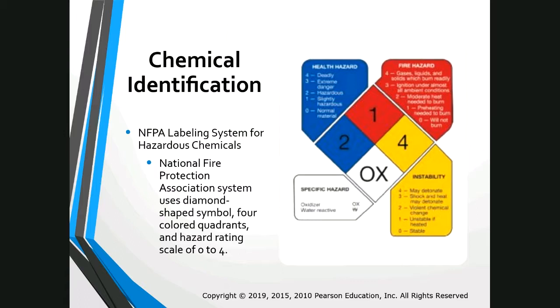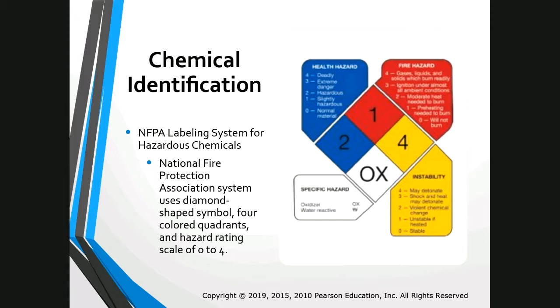The NFPA labeling system for hazardous chemicals, the National Fire Protection Association system, uses a diamond-shaped symbol. It's 4 color quadrants and a hazard rating of 0 to 4, which we will look at here. Okay, so on this, 2, our blue quadrant, is going to be associated to our health hazard, and a 2 would mean this is hazardous. So 0 normally means not hazardous, will not burn, stable, where 4 could be deadly, may detonate, gases and liquids.